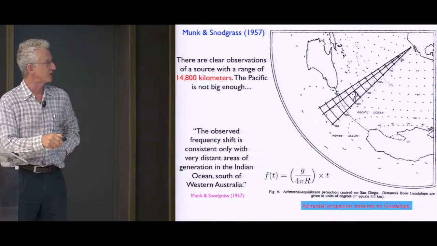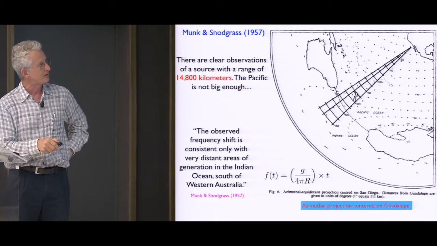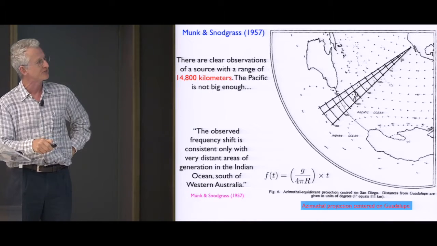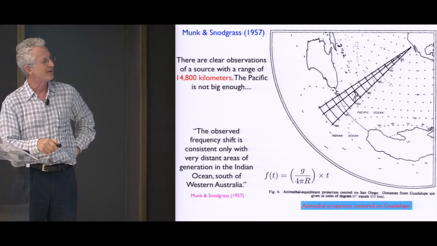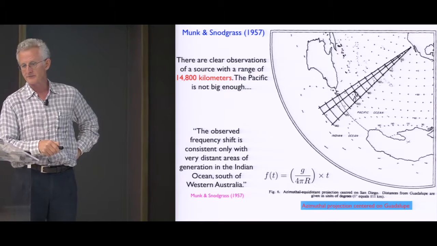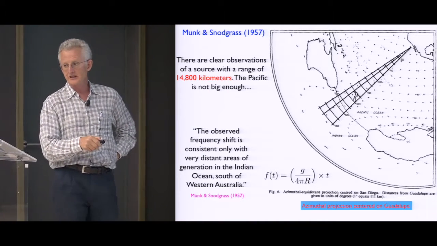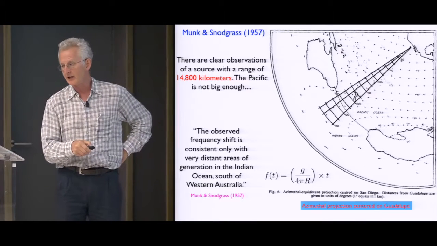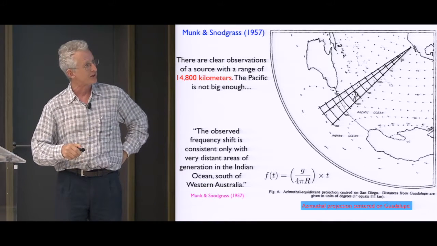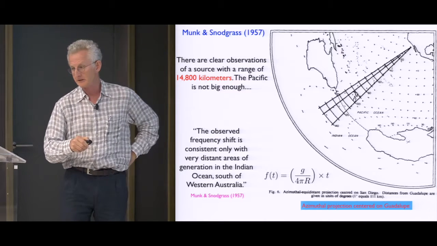So according to Munk and Snodgrass, the observed frequency shift is consistent only with very distant areas of generation in the Indian Ocean south of Western Australia. So this was the first indication that waves which were generated in the southern hemisphere could propagate, say, one third of the circumference of the Earth and break on beaches in California.